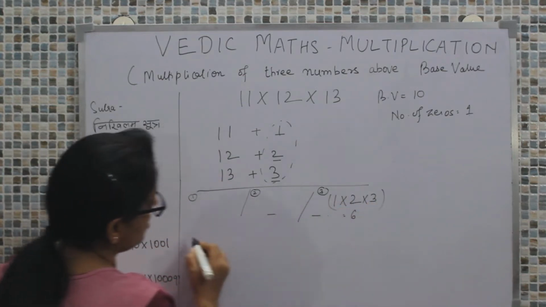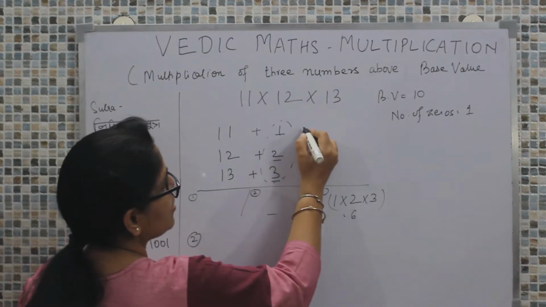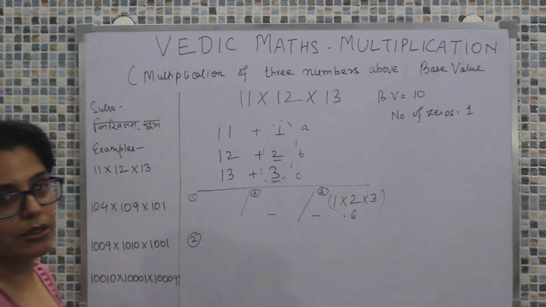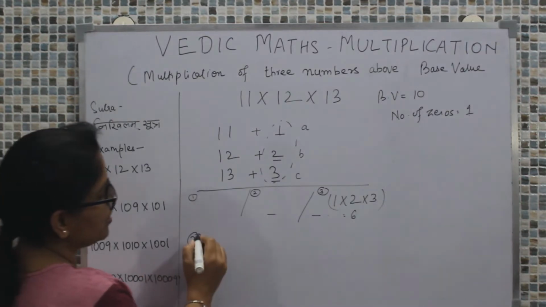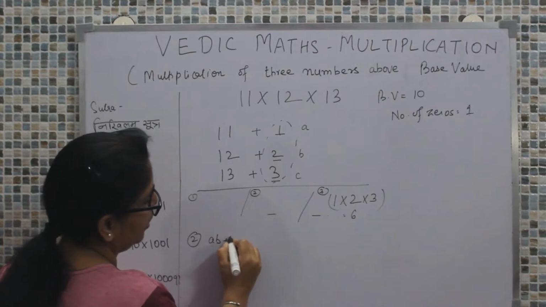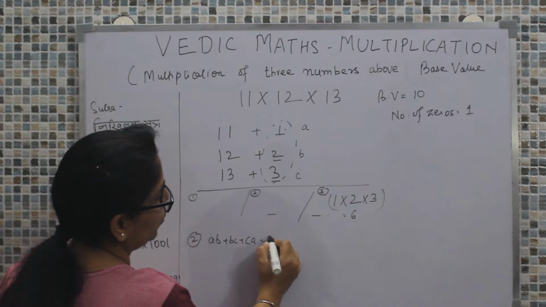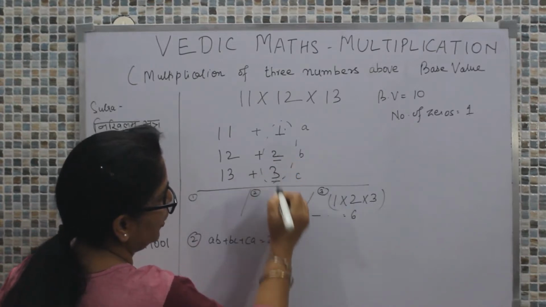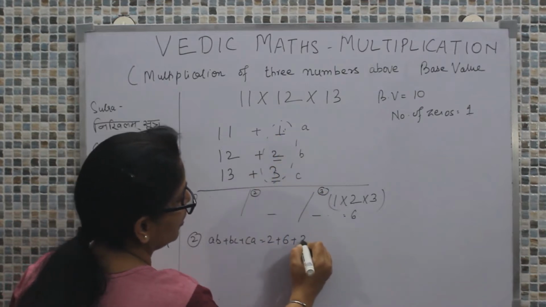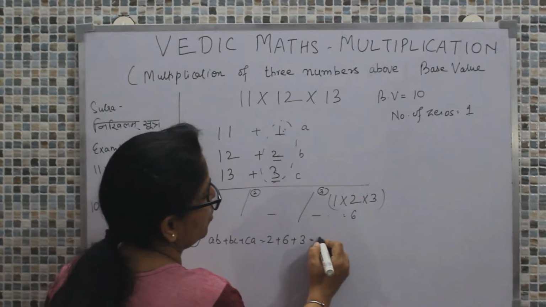Now taking the second portion. Let's assume the first excess as A, the second as B and the third one as C. So for computing the second segment, the formula will be AB plus BC plus CA. So that will be 1 into 2, that is 2, 2 into 3, that is 6, and 3 into 1, that is 3. So that will be 9 plus 2 is 11.